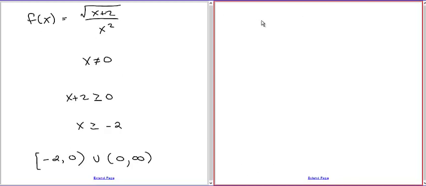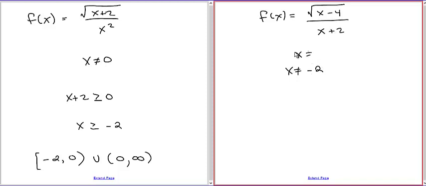Let's do another one similar to that. Let's say f of x equals the square root of x minus 4 divided by x plus 2. The denominator says that x cannot equal -2. It comes from x plus 2 cannot equal 0, therefore x cannot equal -2. That's to keep the denominator non-zero.